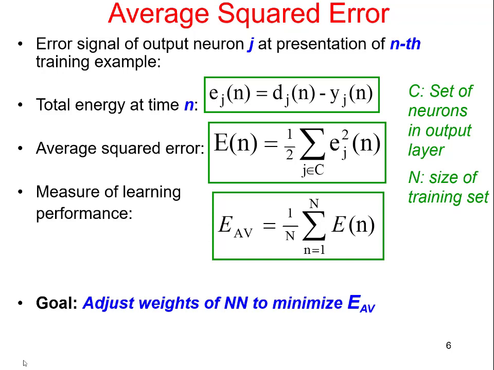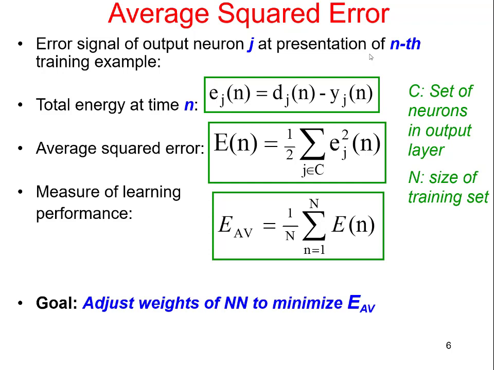For the error signal of output neuron j, we are considering a particular neuron j at the presentation of the nth training example, as you have several training examples. You pick one of them, the nth training example, and from that you can compute the squared error. How can you compute it? For the nth row, for an AND gate you have 4 rows, so let's consider the third row. So n equals 3, that's how n is determined.